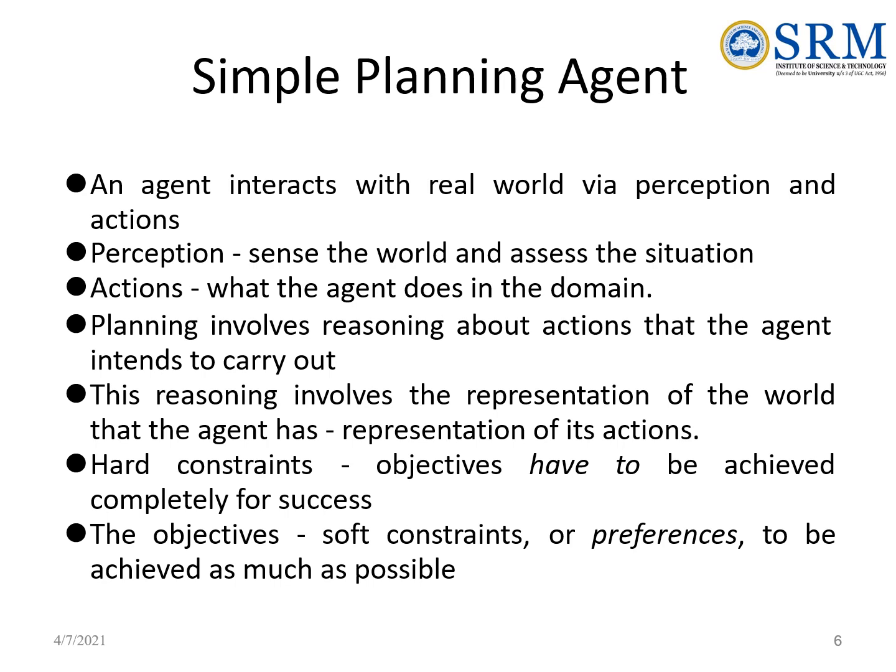So there are two types of constraints, hard constraints and soft constraints. Hard constraints are objectives that have to be achieved completely for success. The soft constraints are preferences to be achieved as much as possible.